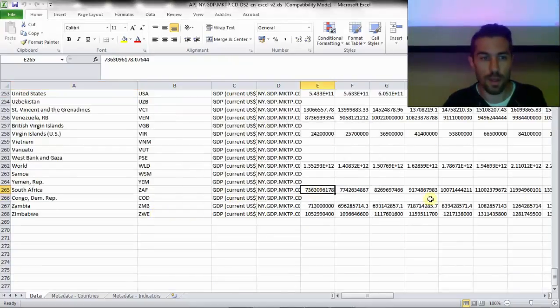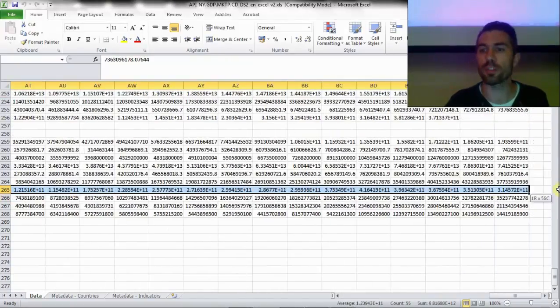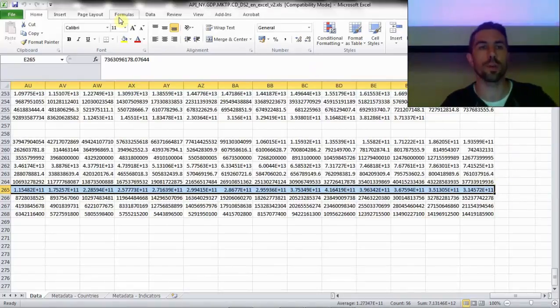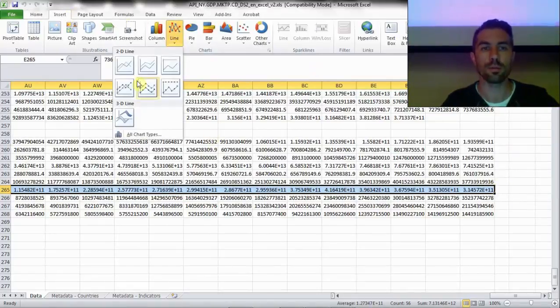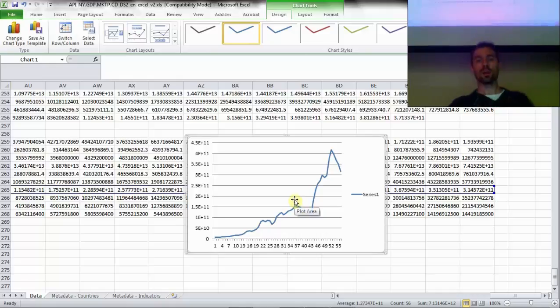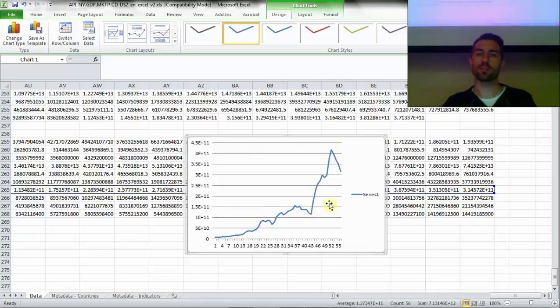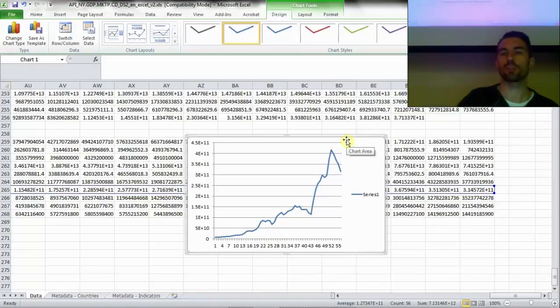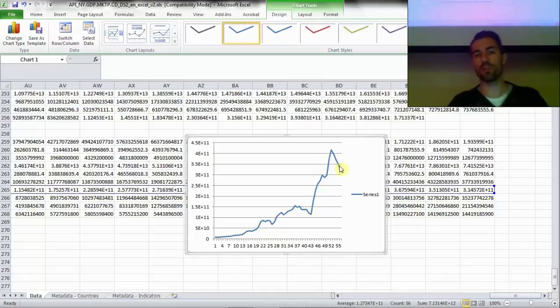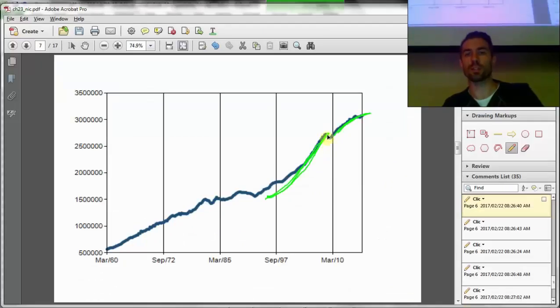So here's South African GDP. Now this is not real GDP, this is nominal GDP. So you can see our nominal GDP growth looks pretty impressive. Compare that to our real GDP growth. You can see inflation has an effect on that trajectory. Obviously, this big drop over here is also far more accentuated.